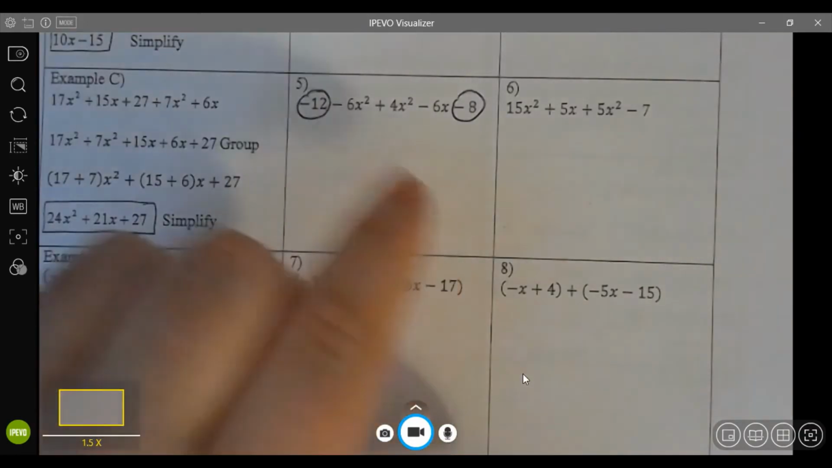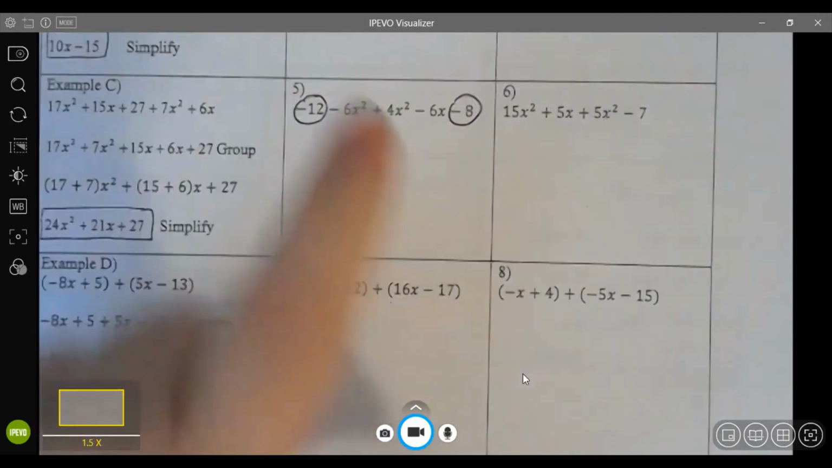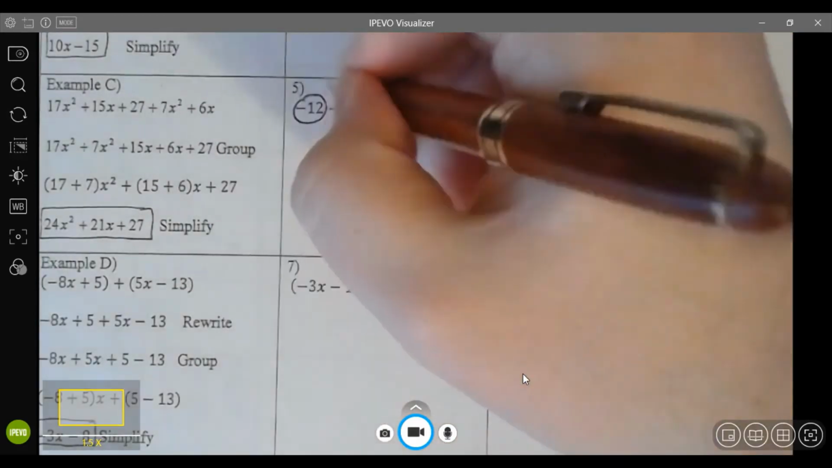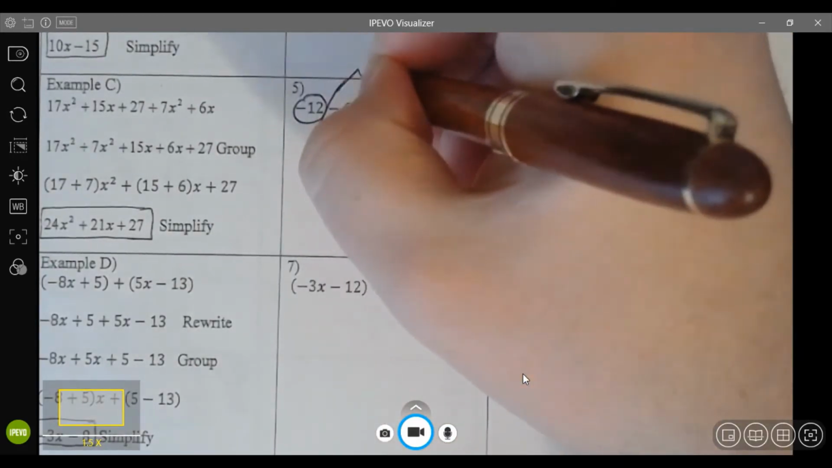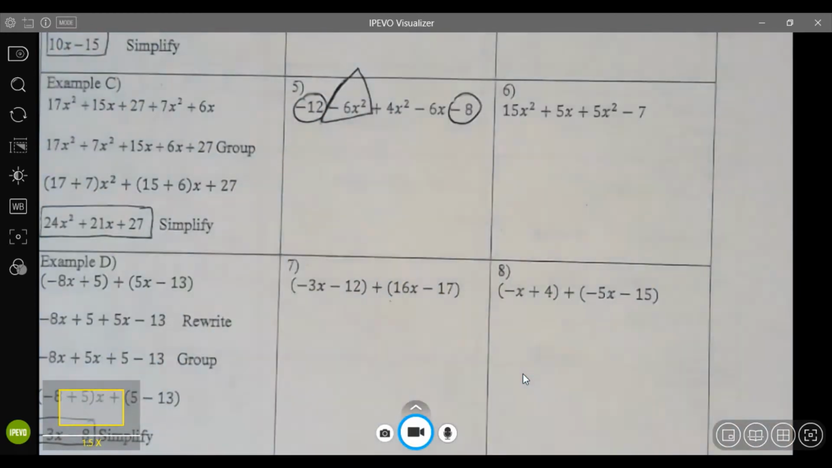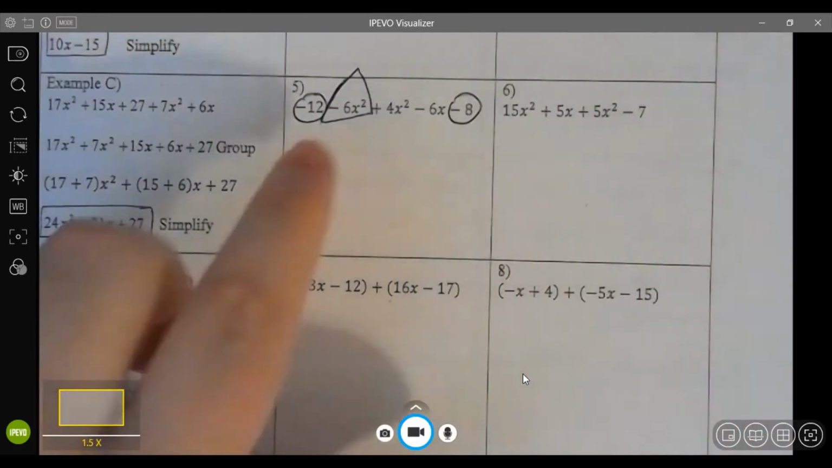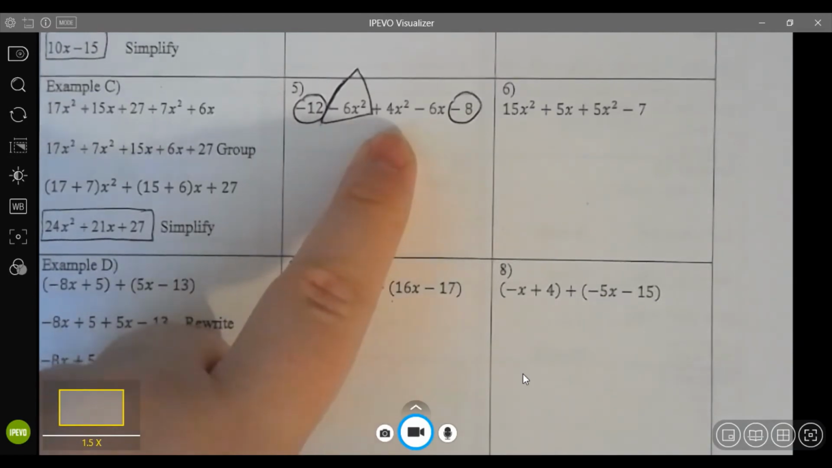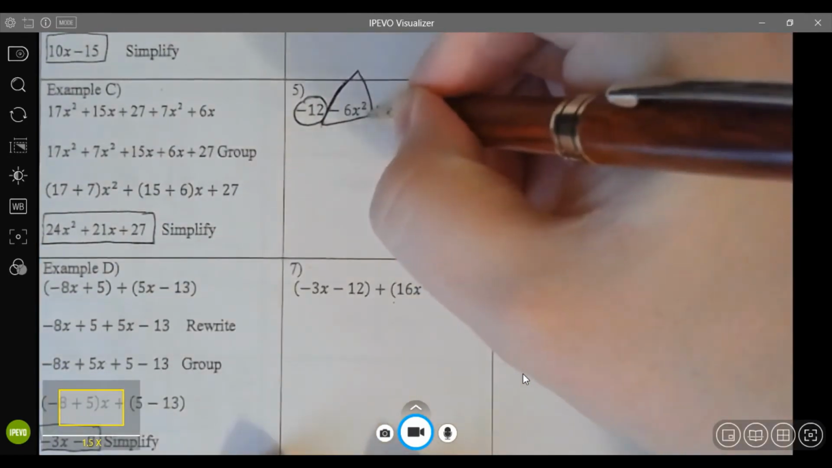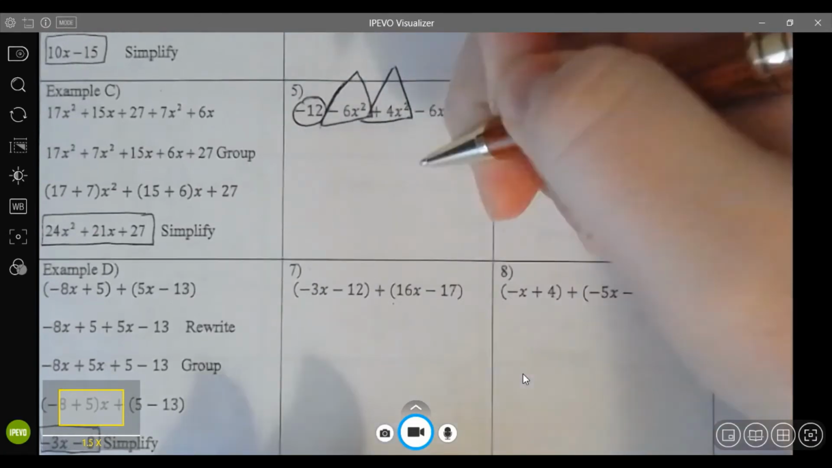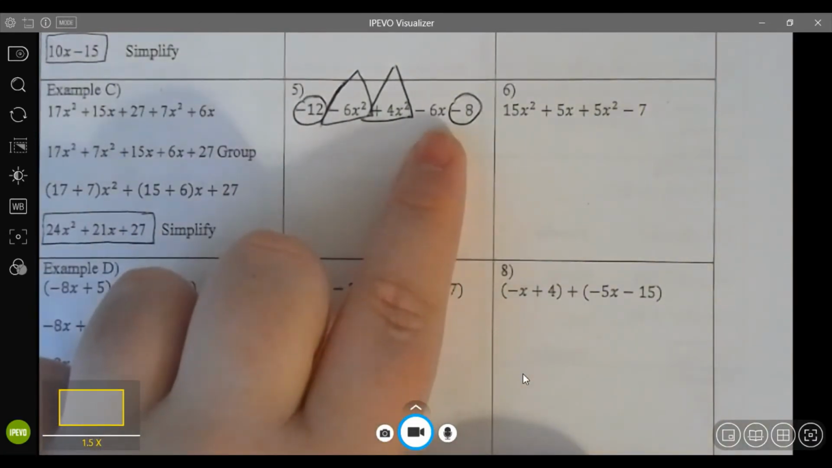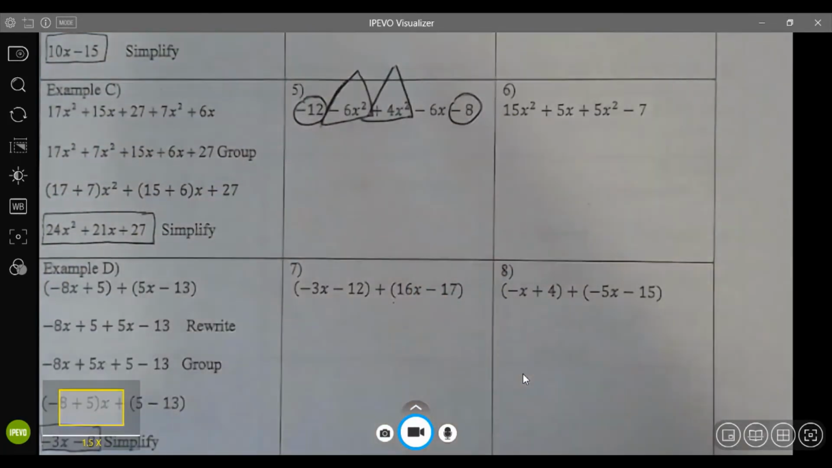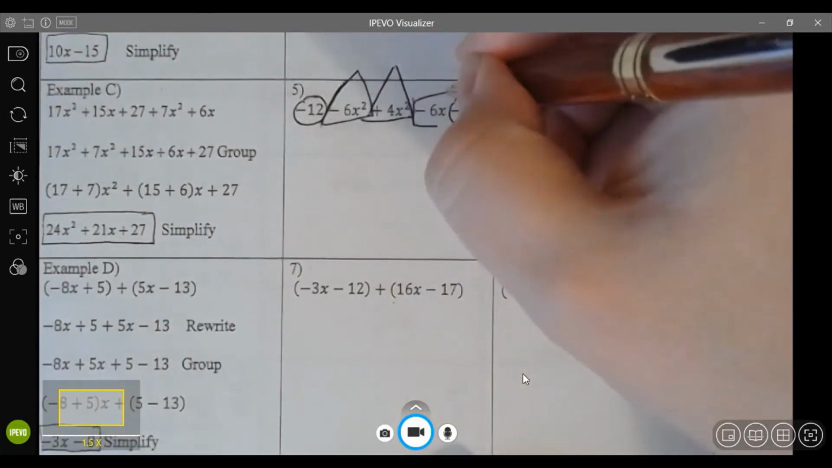Okay, the next term was -6x to the power of 2. So this is going to give it its own shape. Let's call it a triangle. So this will go in a triangle, weird looking triangle, but nonetheless it's a triangle. And then this also has a power of 2, so this is going to get a shape of a triangle as well. And this does not have a power of 2. It just has a regular x. So that will not get a triangle. In fact, that's going to get its own shape. Let's put a square around this one.